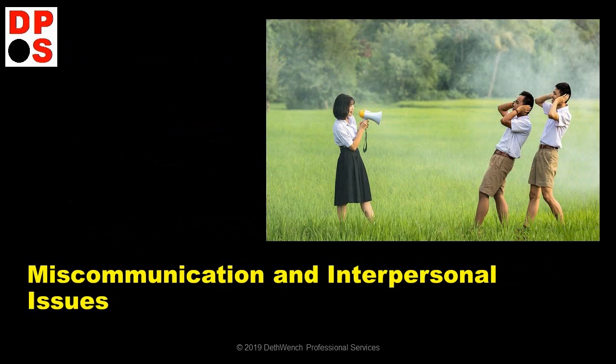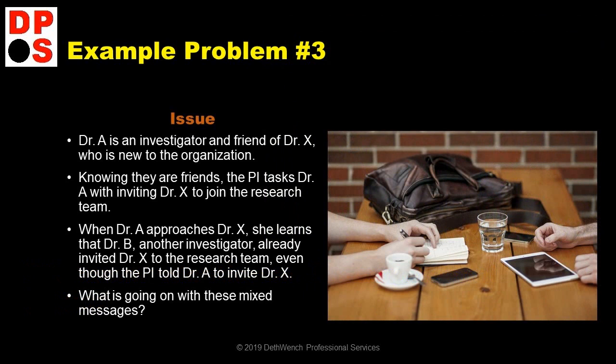Like with working on any team, research teams often face the challenges of miscommunication and interpersonal conflict. Here is an example of a common communication problem. Imagine that Dr. A is on a research team at an organization, and she is really happy to learn that her old friend, Dr. X, just got hired there and is being put on her research team. In fact, the PI knows that Dr. A and Dr. X are old friends, so the PI asks Dr. A to formally invite Dr. X to join the research team.